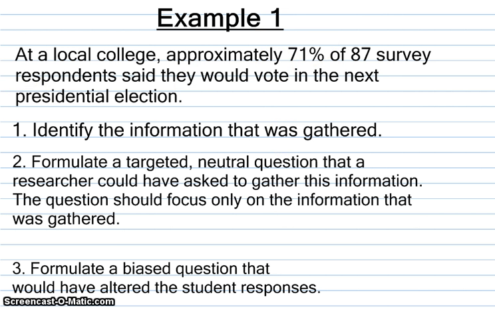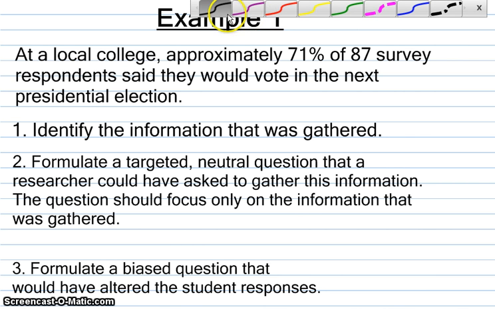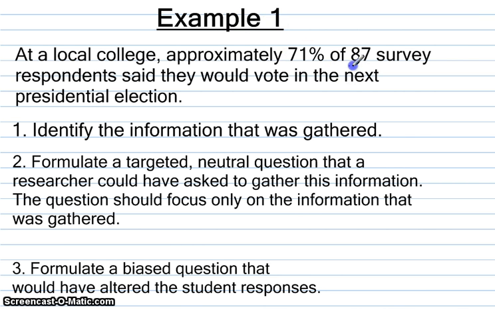So our first one here, we have at a local college, approximately 71% of the 87 survey respondents said they would vote in the next presidential election. First off, they want us to identify the information that was gathered. So there were 87 survey respondents that were asked, and we were told that 71% of them said they would vote. So that's our information. Second thing, they wanted us to formulate a targeted neutral question. In other words, they want us to ask an unbiased question.